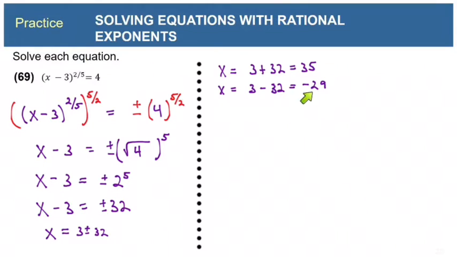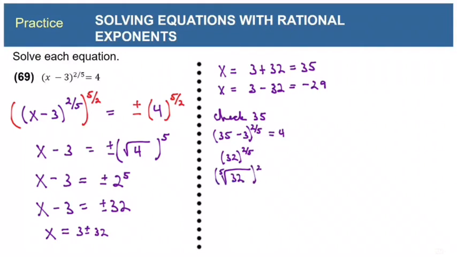So those are our two proposed solutions. We need to check them both. If we check 35, 35 minus 3 is 32. 32 to the 2/5 power, well, first we'll do the 5th root, and then we'll do the 2nd power. So the 5th root of 32 is 2, and 2 squared is 4, which is a match for the right side. So that solution checks out.